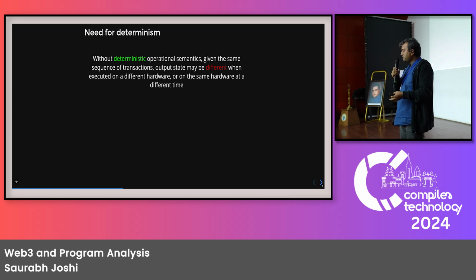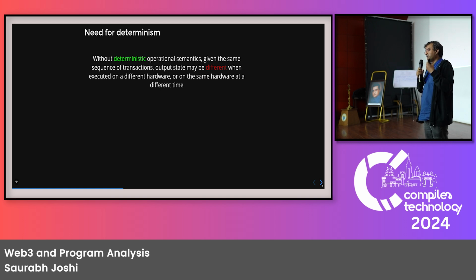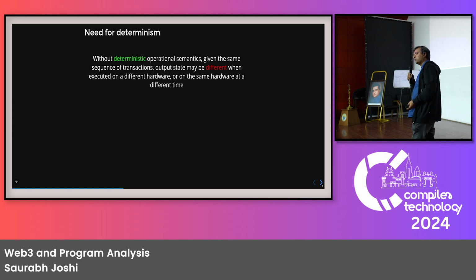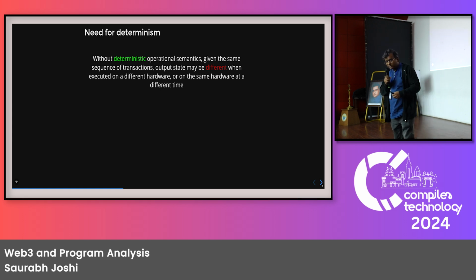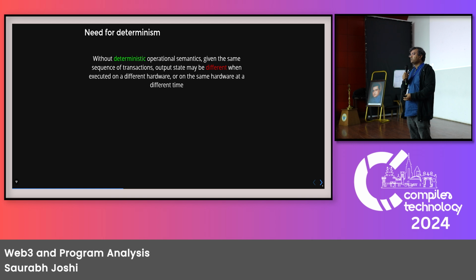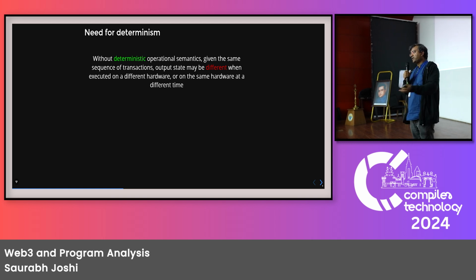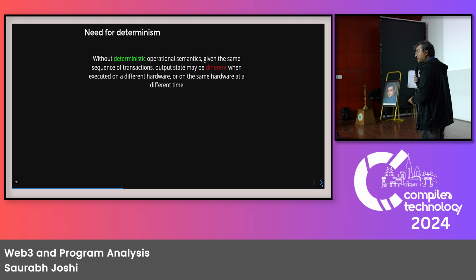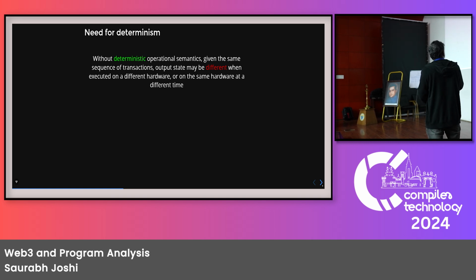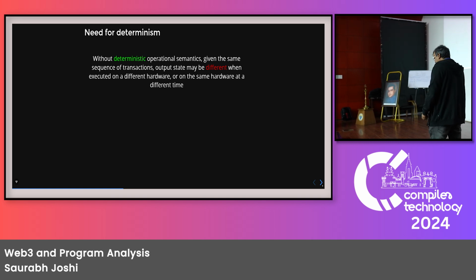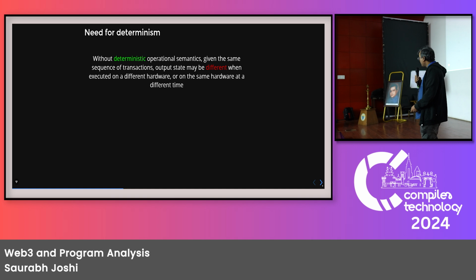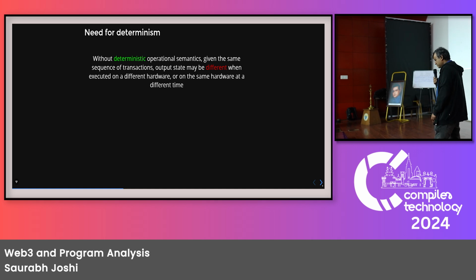One of the properties that blockchain gives you is that you should be able to replay, and that can happen only if it is deterministic. Irrespective of the hardware you run on, irrespective of the time at which you run, it should always produce the same state, because it's a trace, right? The trace of a deterministic machine. So with that in mind, now let's come back to this thing.